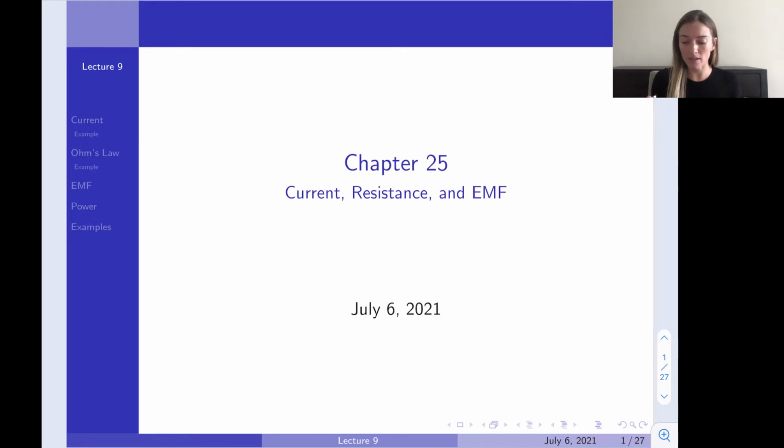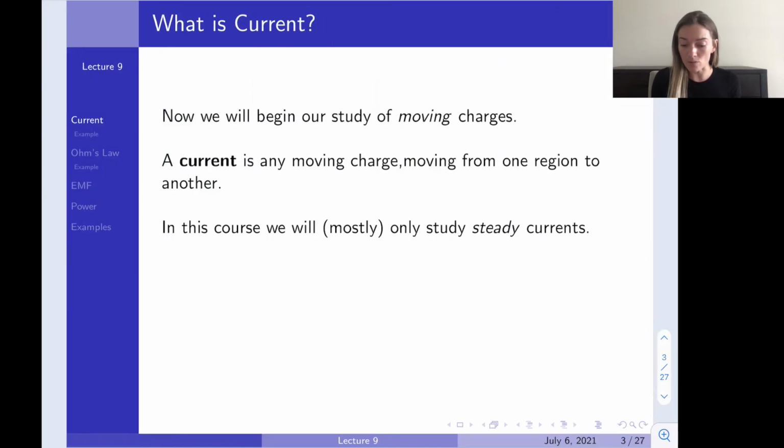So today we're going to be doing current, resistance, and EMF. So we're starting our unit on circuits. Now obviously I don't have to tell you guys that circuits and electricity make up everything in the world. So we're going to just talk about a couple of examples that I think are the most interesting that maybe you haven't heard of before.